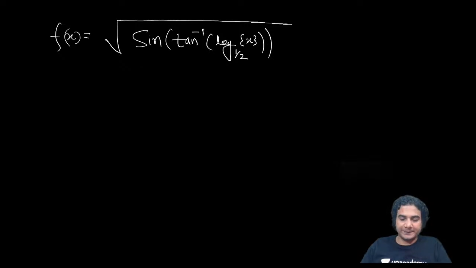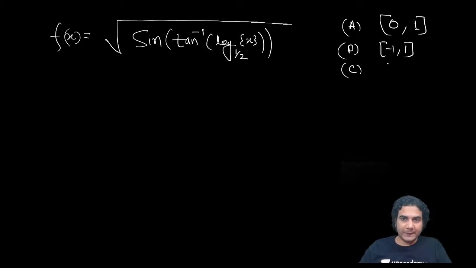Any answers? I'll give you some options. A option is 0 to 1 closed. B option is -1 to 1. C option is 0 to 1 closed open, and D option is 0 to 1 open.